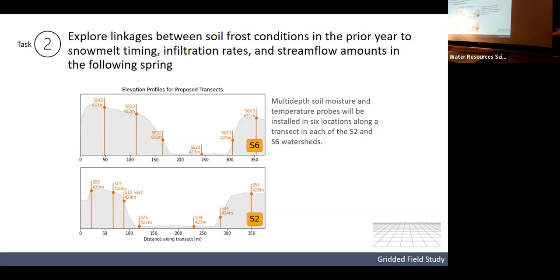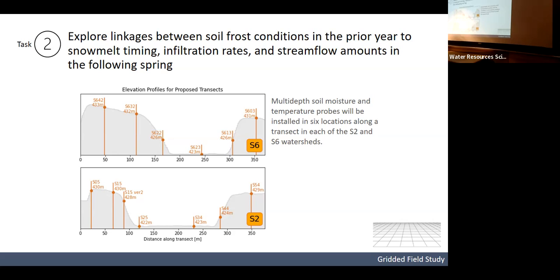So instead, we're going to be putting in multi-depth soil moisture and temperature probes along two transects within each watershed. So these are the profiles that you can see, and it's a little bit misleading. The topography is not that steep within the watersheds. It's just relative. But we'll have 6 locations in each site that will capture the difference in topography across the watersheds. And these multi-depth probes will allow us to then compute or model soil frost on an hourly basis. And with this, we will be able to get measurements across the entire frost season.